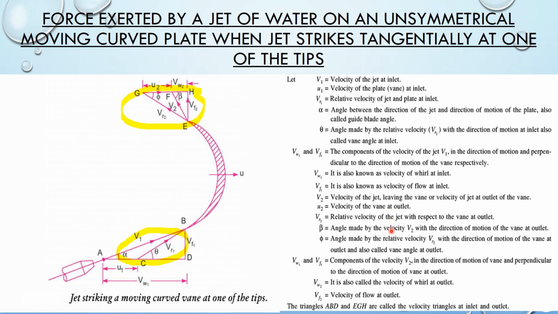Similarly, all these terminologies are defined at the exit also. Here, instead of angle alpha, at exit we will have beta, and instead of theta we will have phi. These triangles, triangle ABD and triangle EFG, are called the velocity triangles at inlet and outlet respectively. Now we'll look into how to draw these velocity triangles for a given problem.